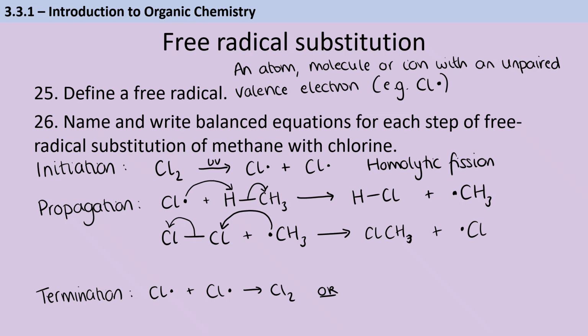Termination will occur when either 2 of these chlorine free radicals meet up to produce a chlorine molecule, or when 2 methyl free radicals meet up to form ethane. Or we could have a single chlorine free radical with a single methyl free radical joining together to make chloromethane.